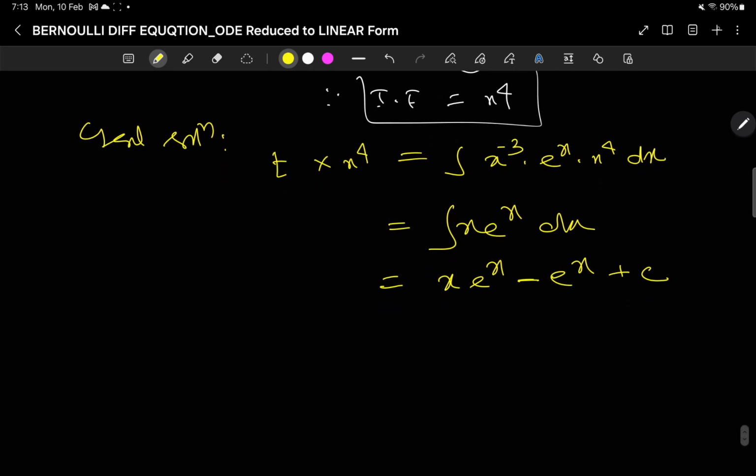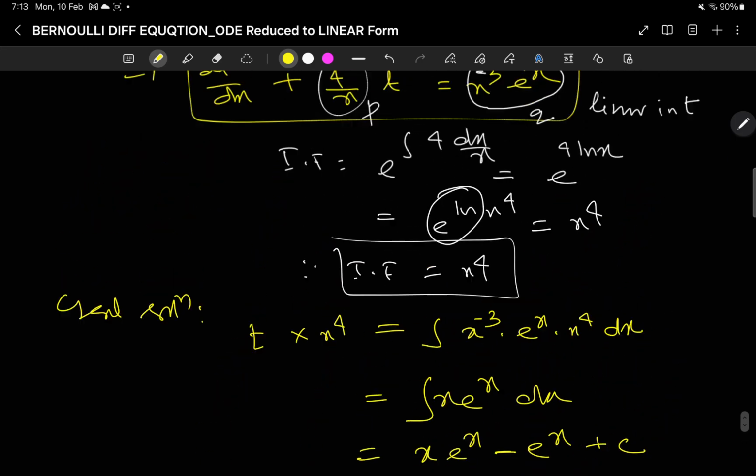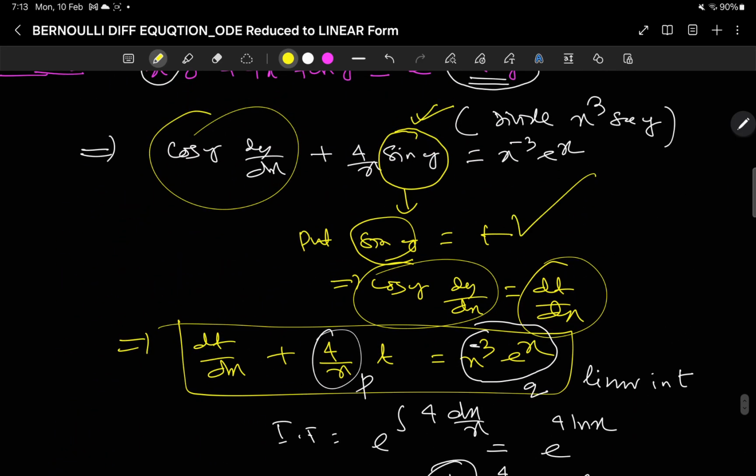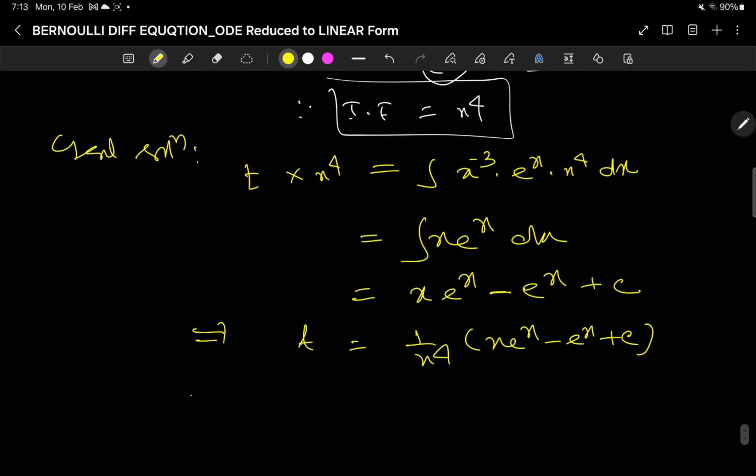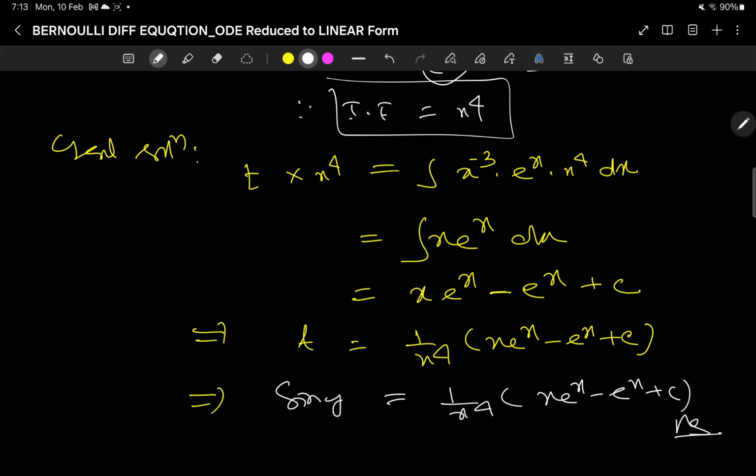So this implies t is equal to 1 by x to the power 4 times x e to the power x minus e to the power x plus c. Now the value of t we substitute. The value of t is sin y. So this implies sin y is equal to 1 by x to the power 4, x e to the power x minus e to the power x plus c. So this is your answer.